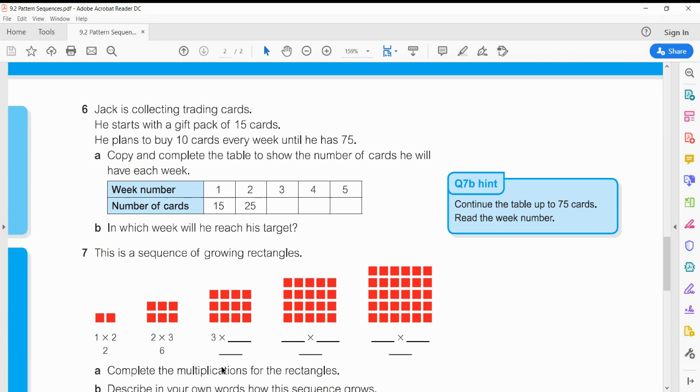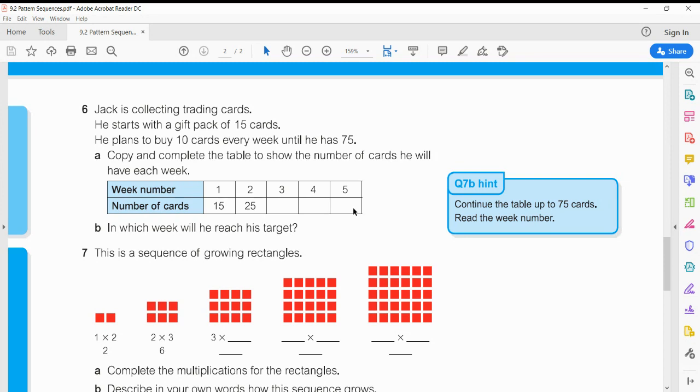Question 6. Jack is collecting trading cards. He starts with a gift pack of 15 cards. He plans to buy 10 cards every week until he has 75. Copy and complete the table. And so the table, if we carry on the table, 10 cards every week, so an extra 10, extra 10, extra 10. So 35, 45, 55.